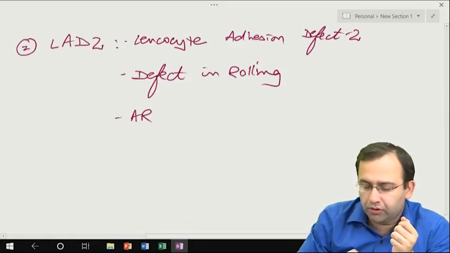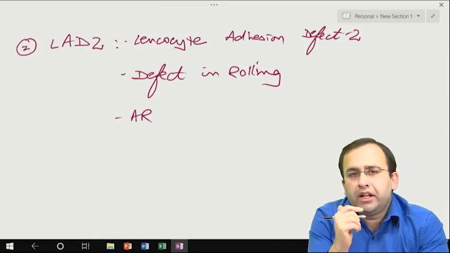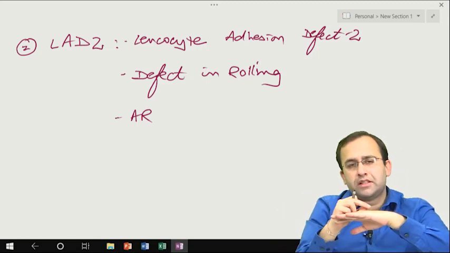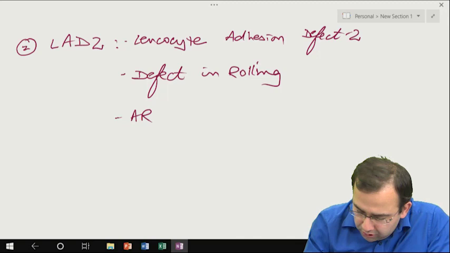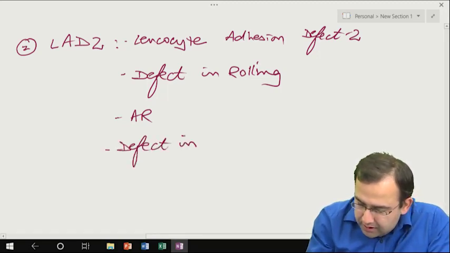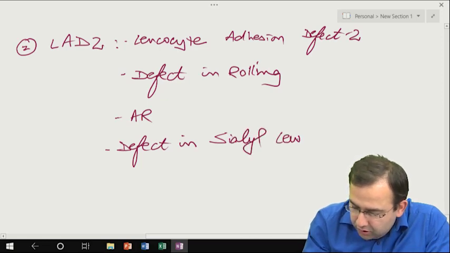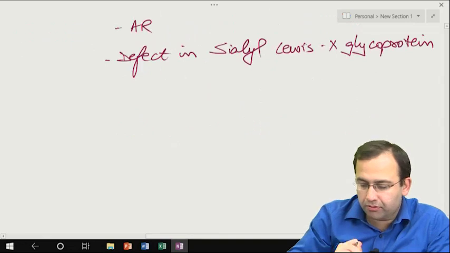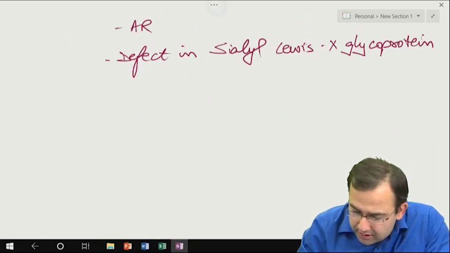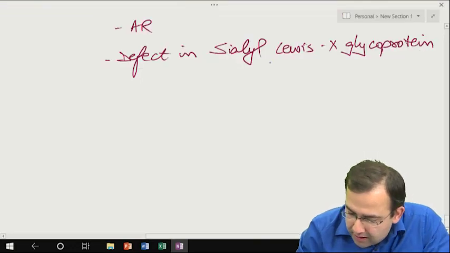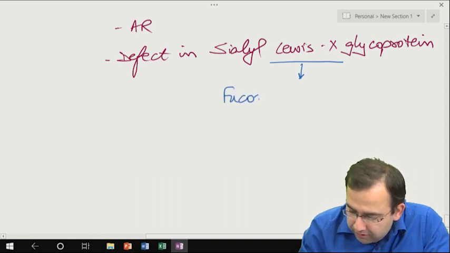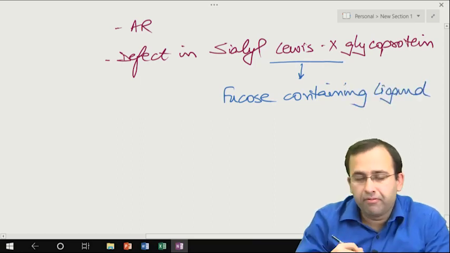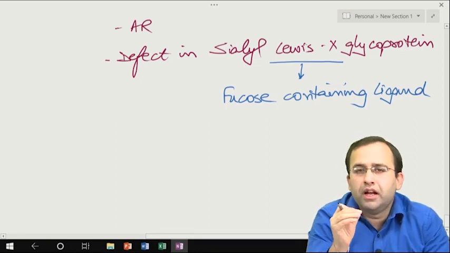Next point, let us start with LAD2. It is a defect in rolling. Rolling occurs because of binding of sialyl Lewis X glycoprotein present on leukocytes with selectins present on endothelial cells. So LAD2 is a defect in sialyl Lewis X glycoprotein. What is the defect? This sialyl Lewis X glycoprotein is a fucose containing ligand, that is, it has fucose in it. Remember biochemistry, glucose, fucose.